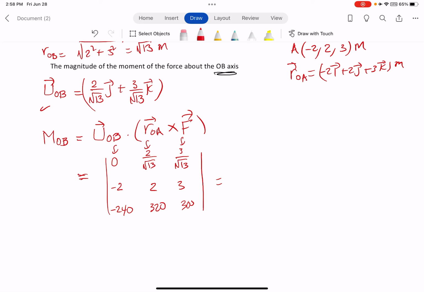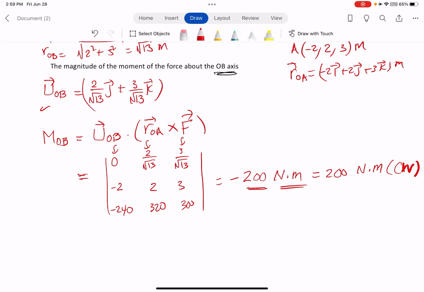Okay, so now we could find this is minus 199.7, so if you want to make it three significant figures, it is minus 200. Of course, Newton meter, we have the magnitude and we have the units, Newton meter. This means 200 Newton meter, and you can say it is clockwise, because of the negative.